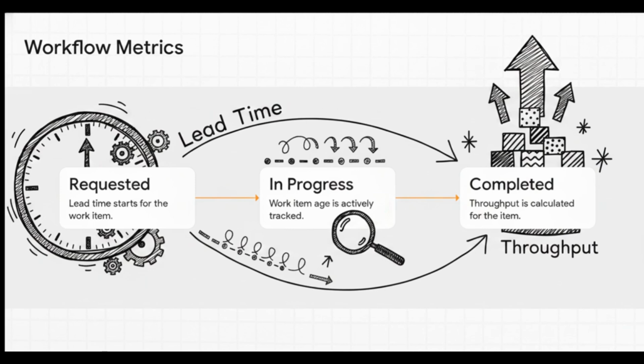Let's visualize a single work item's journey through your system. In step 1, the exact moment an item is requested, the clock immediately starts on your lead time. This evaluates your overall process efficiency from that initial request all the way to delivery. Then, in step 2, while the work is actively in progress, we track the work item age. This targets the exact time spent in each specific process stage, which is honestly amazing for pinpointing where things are stalling. And finally, in step 3, when the item is done, it adds to your throughput.